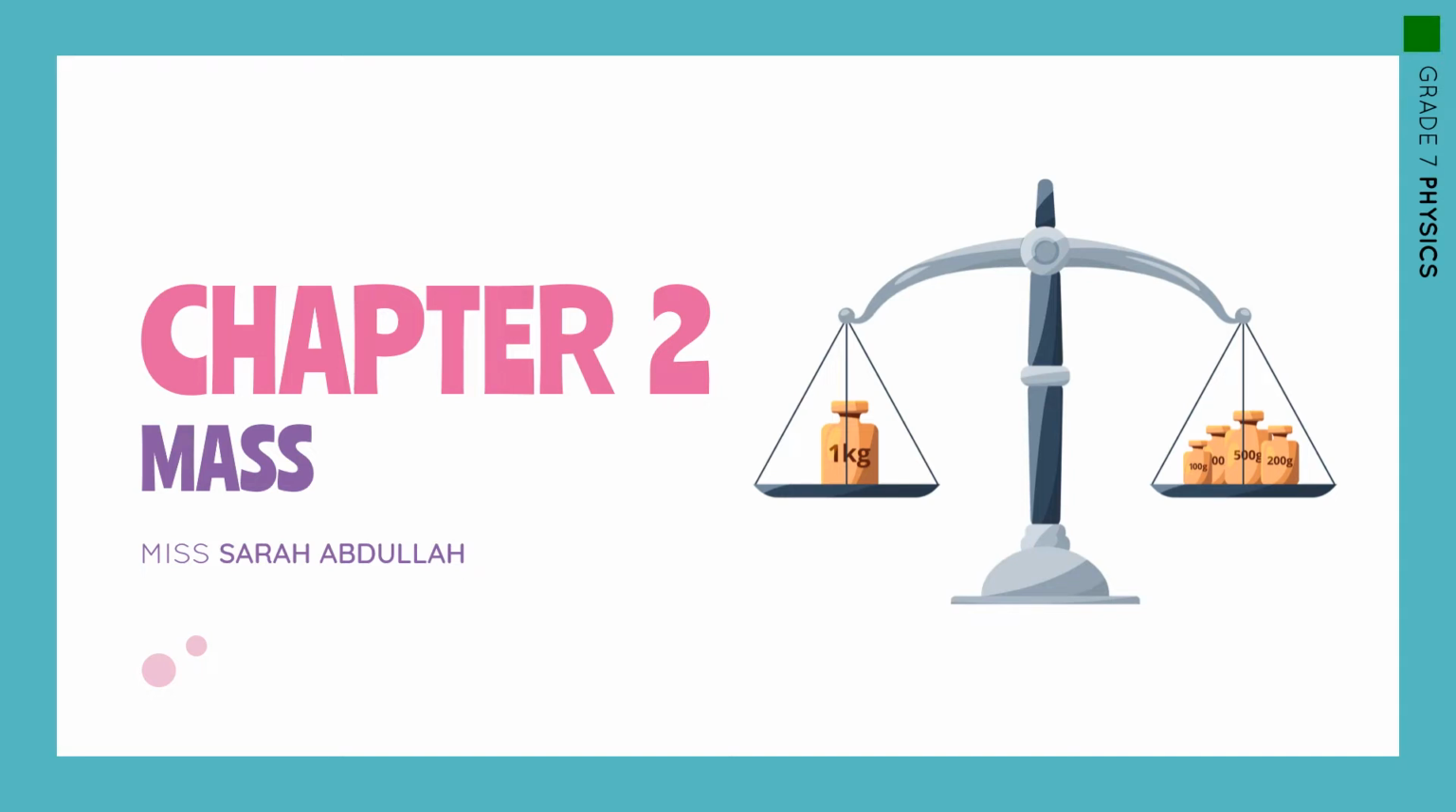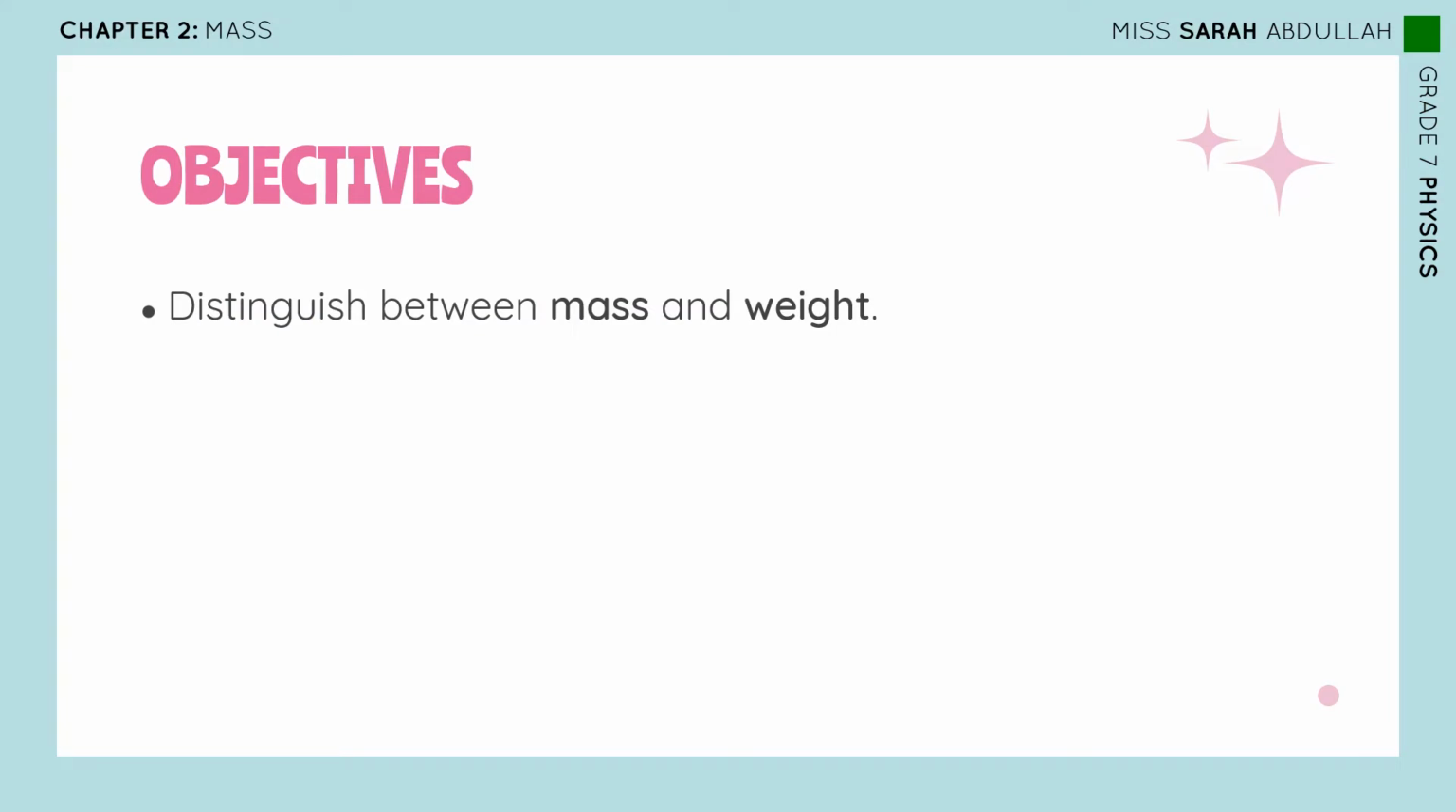Hello, grade 7. So this is lecture 3 out of 3. This is the last lecture about chapter 2, which is mass. Okay, so let's start. The objective that we're going to cover during this week's lecture is that you will be able to distinguish between mass and weight.